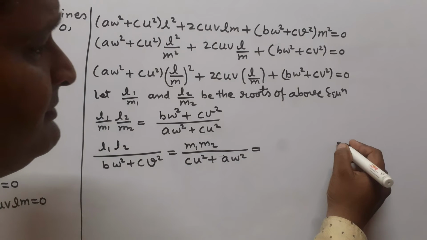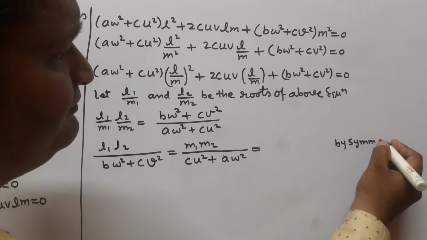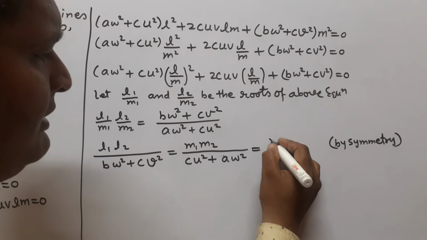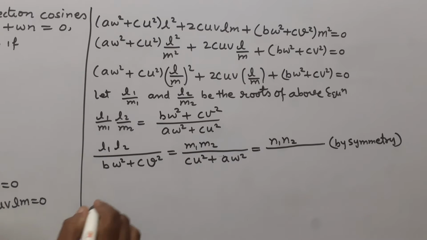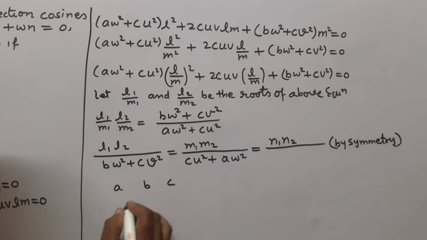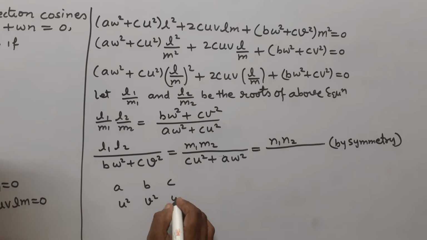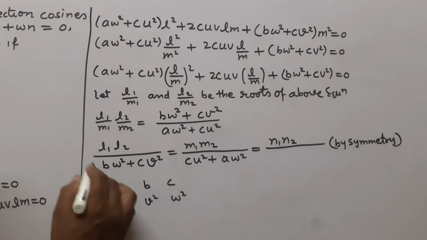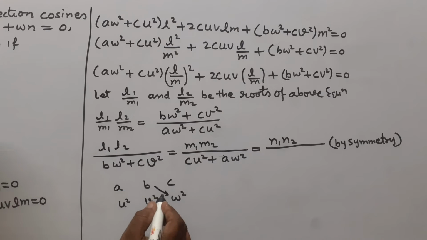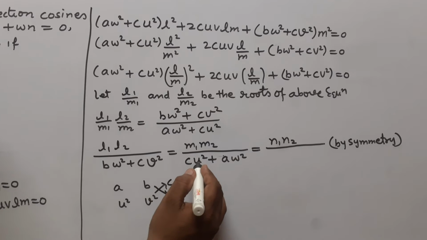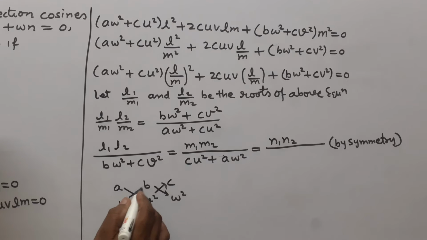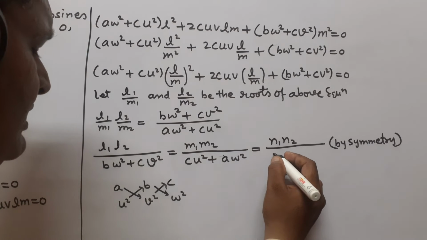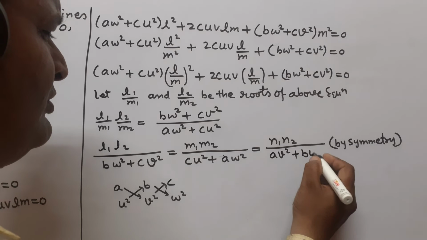So by symmetry we can write here the value of n1n2 divided by, suppose we write here a, b, c and here u², v², w². So in the first term we can see here this is bw² + cv². In the second term here cu² + aw². In the third term we can see here this is av² + bu². So we write here av² + bu².